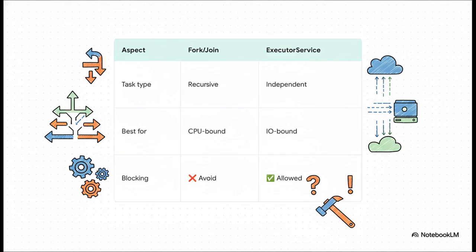So if you can't use fork/join for I/O, what should you use? That's where our old friend the ExecutorService comes in. It's designed for exactly that, independent tasks that might block. Fork/join is for your recursive, CPU-heavy work. The ExecutorService is your go-to general-purpose tool for pretty much everything else, especially I/O. It's all about using the right tool for the job.